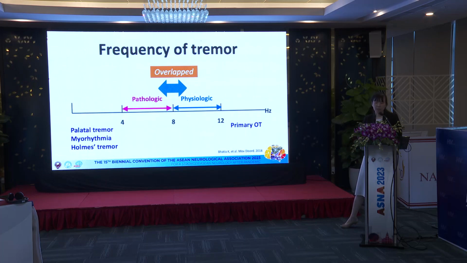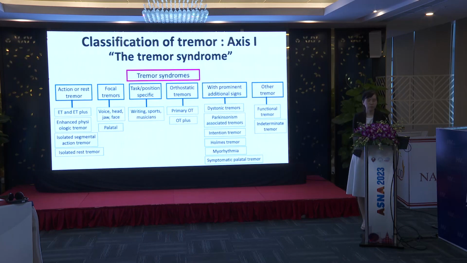The frequency of pathologic tremors can be 4 to 8 Hz, while physiologic tremor is about 8 to 12 Hz. However, there could be an overlap between pathologic and physiologic tremor, which is difficult to see by eyeballing. Tremor syndromes that have a frequency higher than 12 Hz or lower than 4 Hz could be easier to evaluate by clinical evaluation.